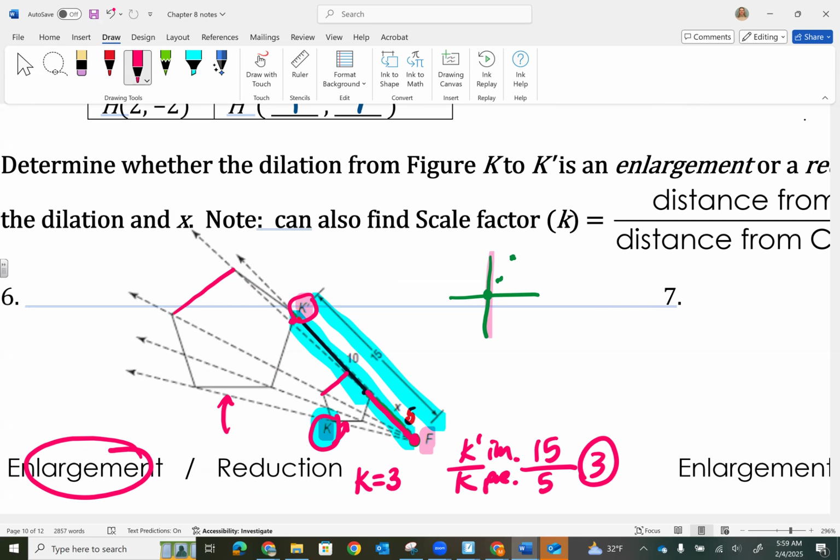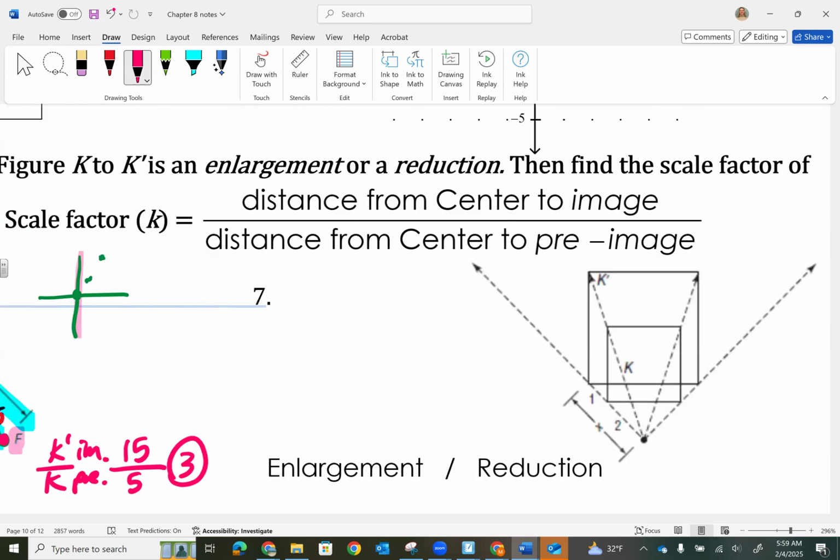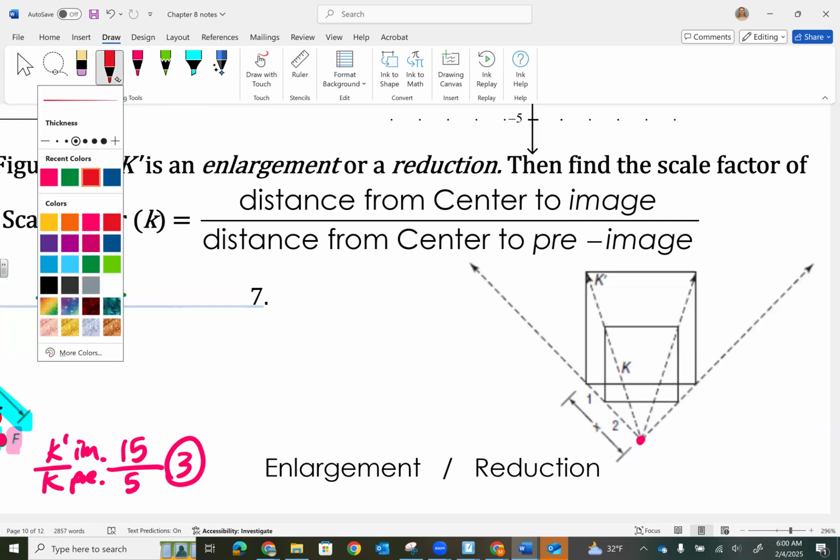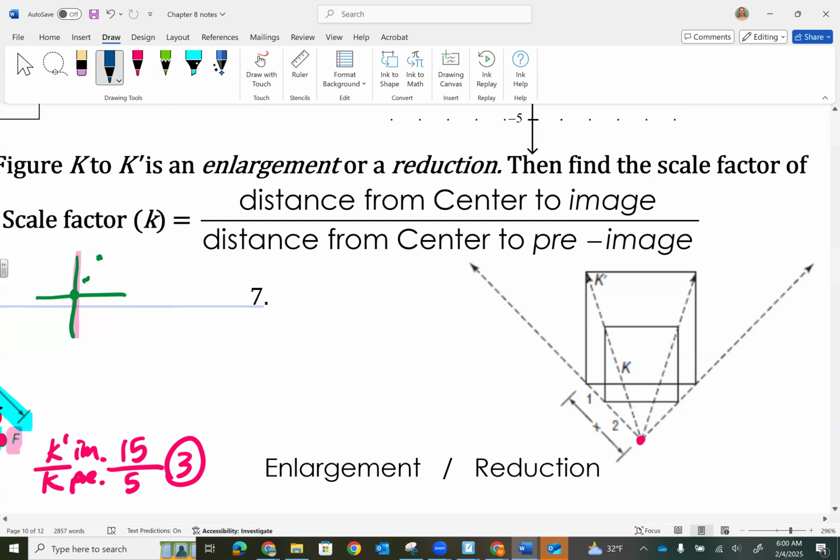Because any dilation focused on a certain point, where you connect all those points to that center, is going to have that same ratio as the dilation or the reduction. Okay, so this one, again, the center of dilation is right there. And then which one's the pre-image and which is the image? Okay, so it goes from K. K looks like this smaller one right here to the larger one, which is K prime.